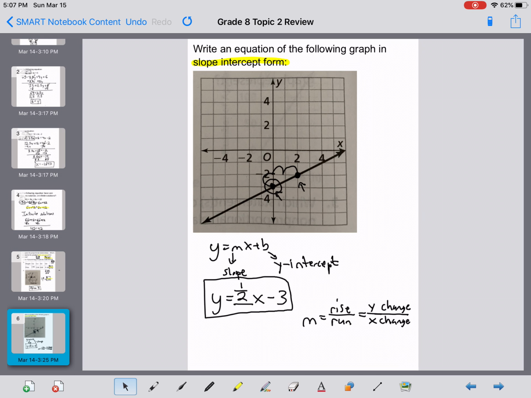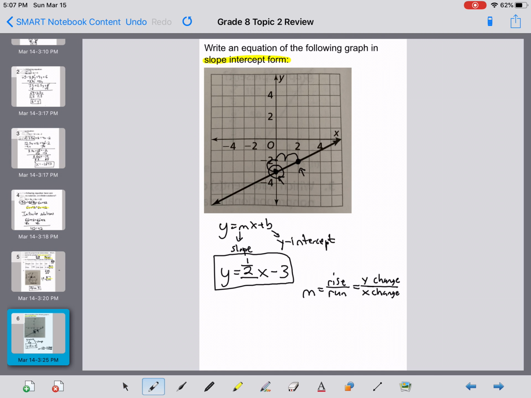If we weren't given this in a graph and we had the points, our slope formula is y2 minus y1 over x2 minus x1. So we could also use this formula to find our slope of any 2 points.